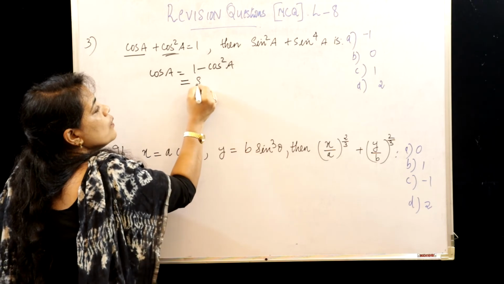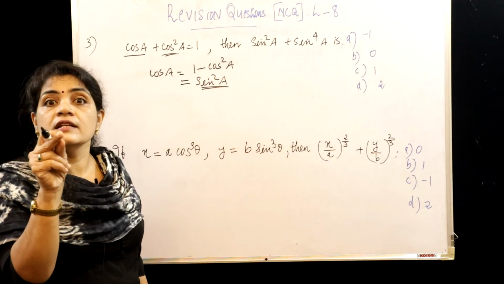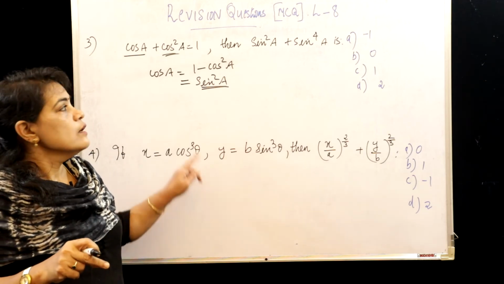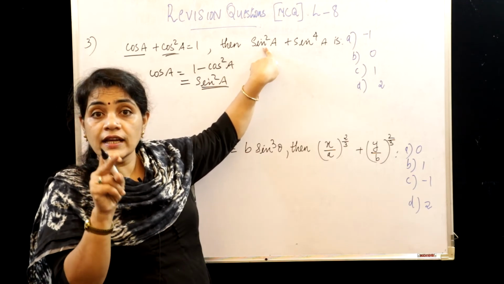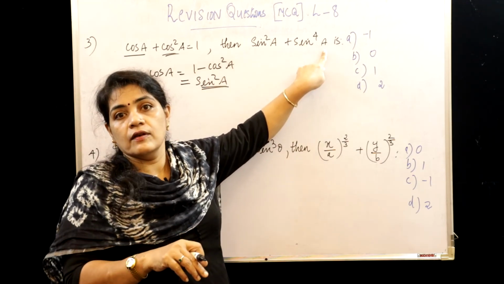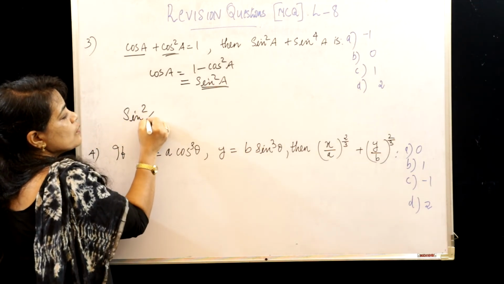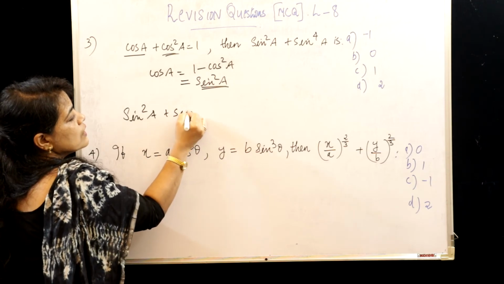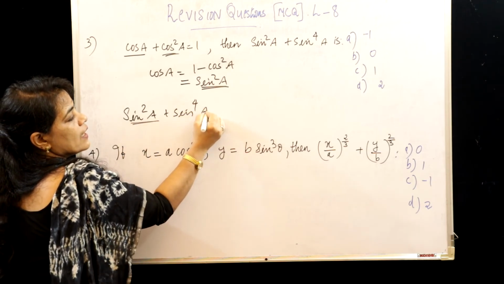So we have got the value, or we can substitute for sin square A as cos A. Because we have to get sin square A plus sin raised to 4A, I am going to write that value, that is sin square A. What we need to find out is sin square A plus sin raised to 4A.